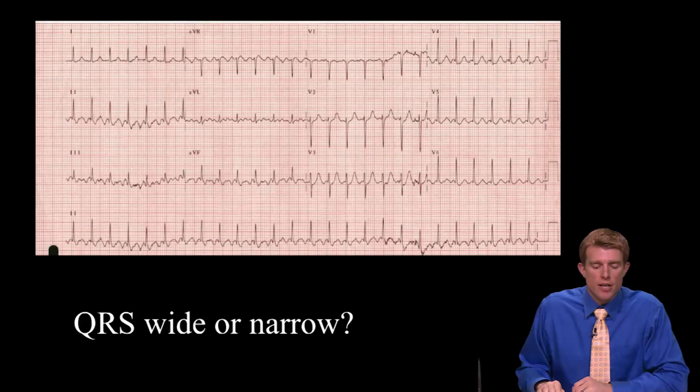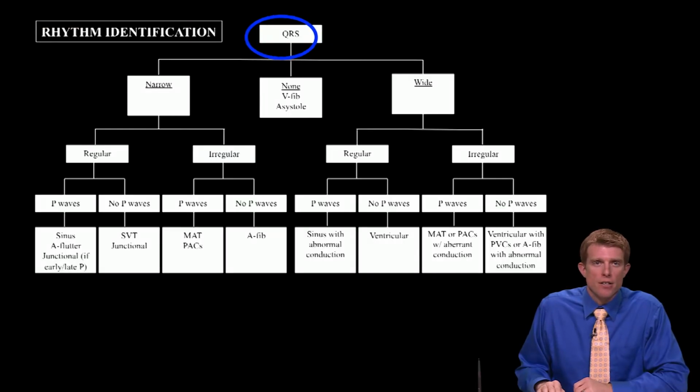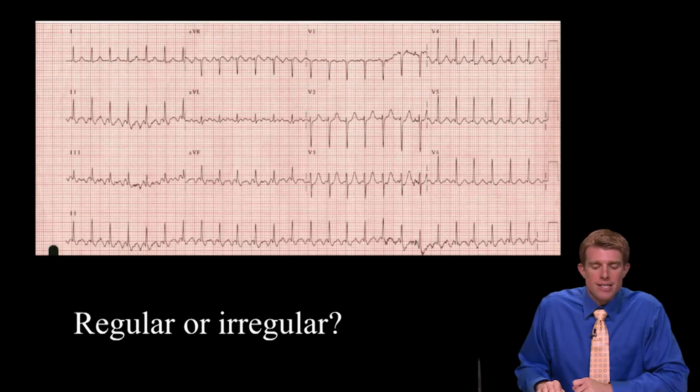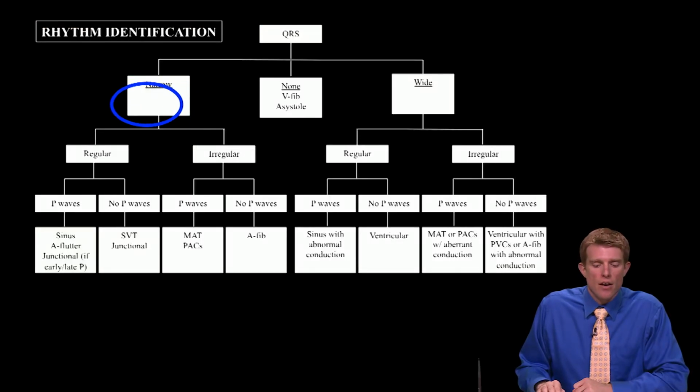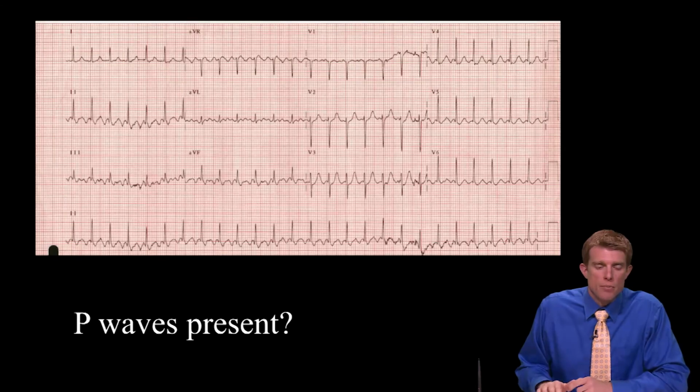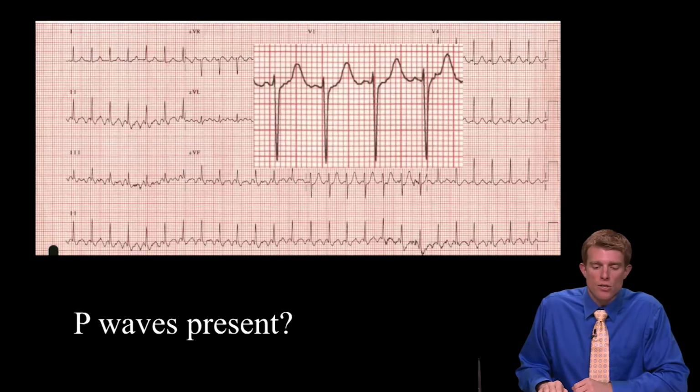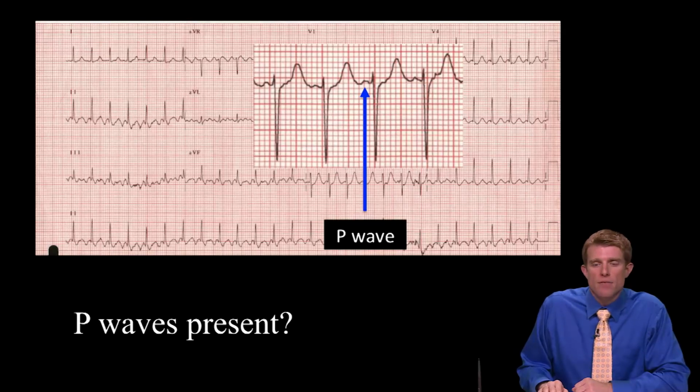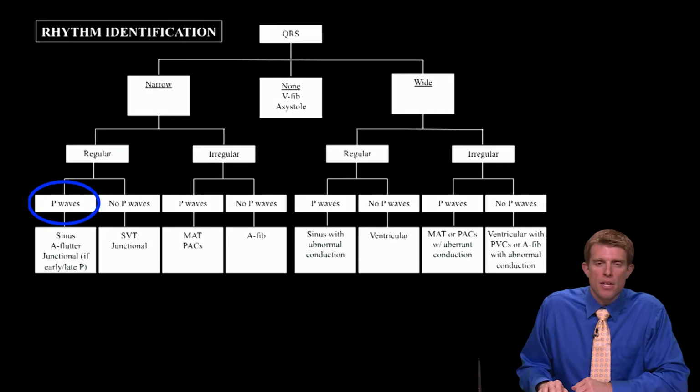Our first question then is, is the QRS wide or narrow? And the answer here is, it's clearly narrow. So we move on to our second question. Are the QRSs spaced regularly or irregularly? And the answer is, they are regular. The next question then is, are there P waves present? And if you look closely, you can see that there are P waves present before the QRS complexes. So we do have P waves. Our options then are sinus, atrial flutter, and junctional rhythms.